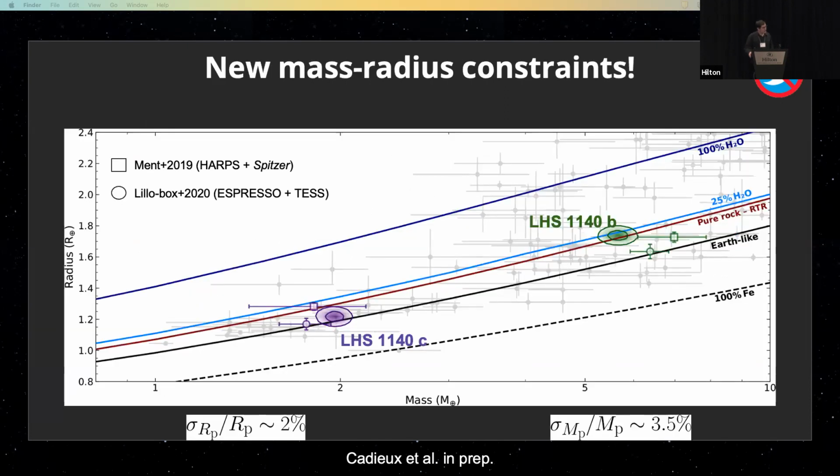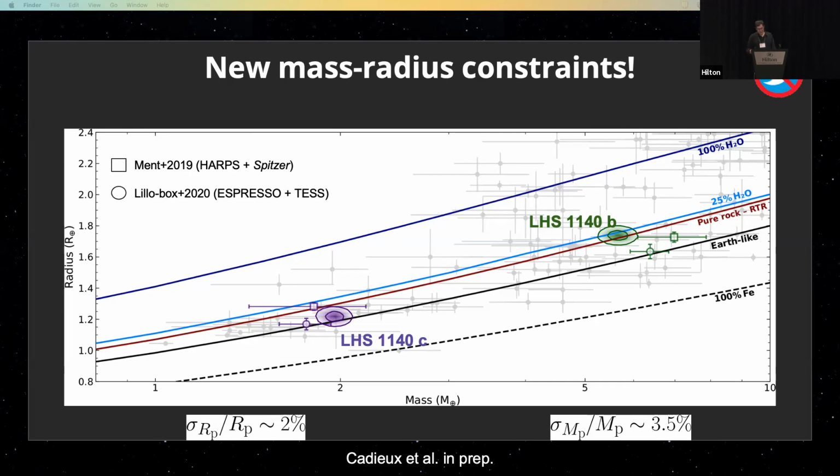And so here in the mass radius diagram, I'm showing in green the 1 and 2 sigma posterior for planet B. Purple is for planet C, and I'm also showing with squares and circles the previous values from Ment et al. and Lillo-Box et al. I'm showing both because they were derived with different sets of instruments, so they are not exactly compatible with one or the other. The picture is not really changing for planet C. So what we see is planet C is still consistent with a genuine rocky super Earth.